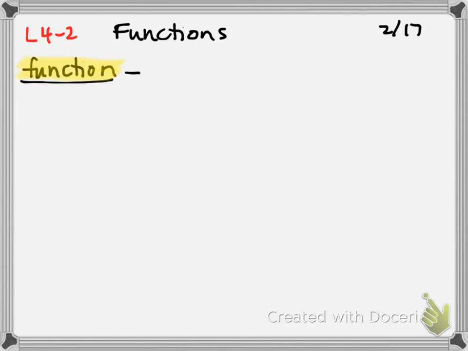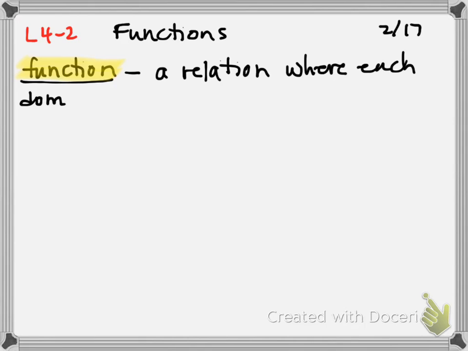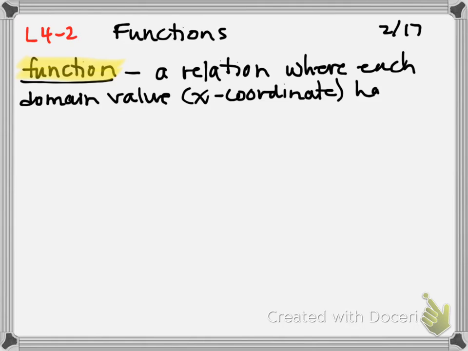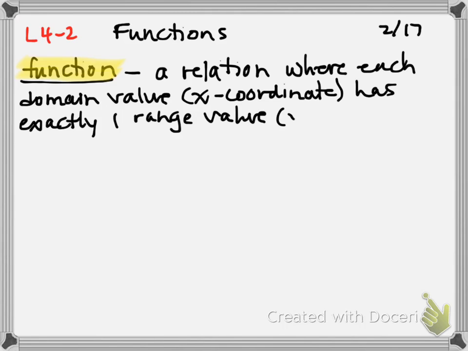So a function is a relation. So again, there's ordered pairs that somehow belong to each other, where each domain value, that's your x-coordinate, has exactly one range value. And that would be your y value.